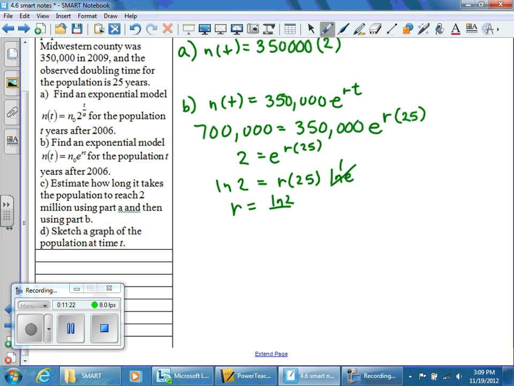And I got the ln of 2 over 25. So I know my formula would be 350,000 e raised to the ln of 2 over 25 times t.